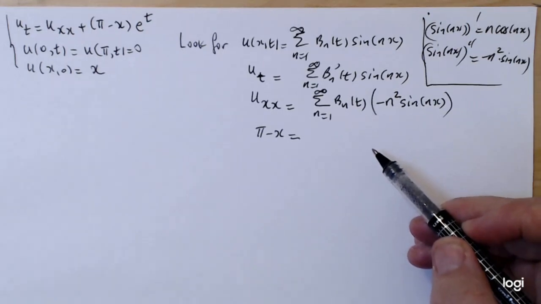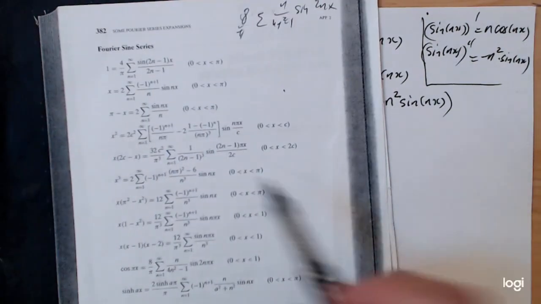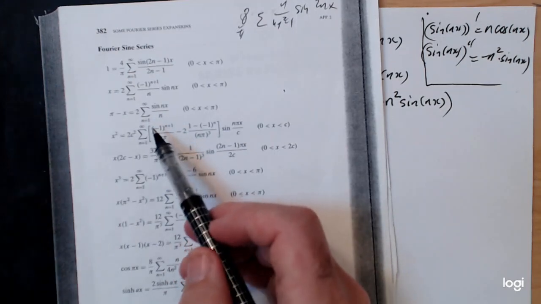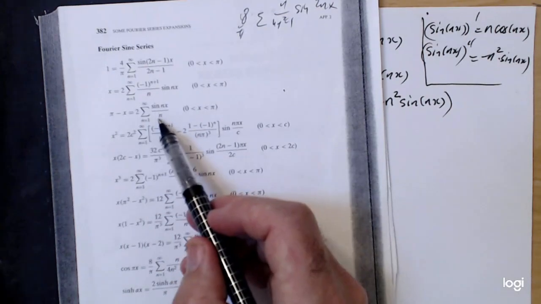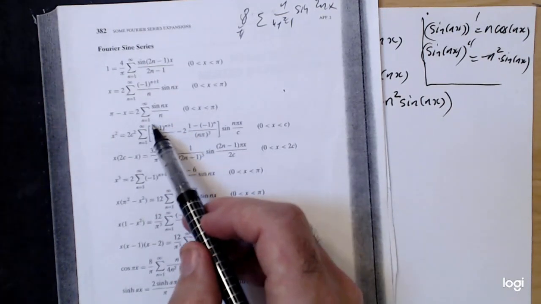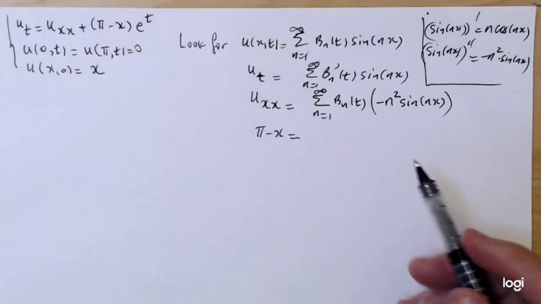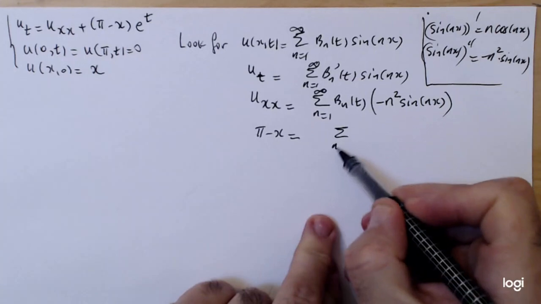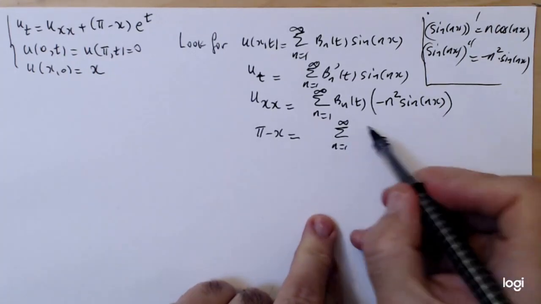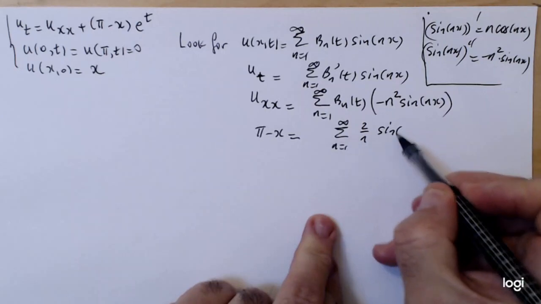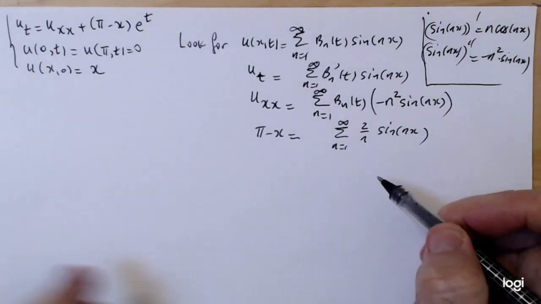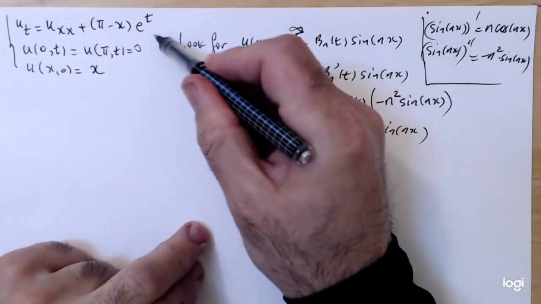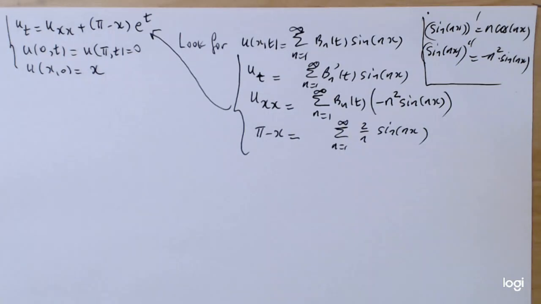So if I look at the table, you can look at the table over here in the book. We have pi minus x, and you can see why I chose this example, because it's a nice compact series. You can bring this 2 inside the summation if you like, so that you won't lose it. Okay, so pi minus x is the summation from 1 to infinity, 2 over n sine of nx. And plug these into the PDE.